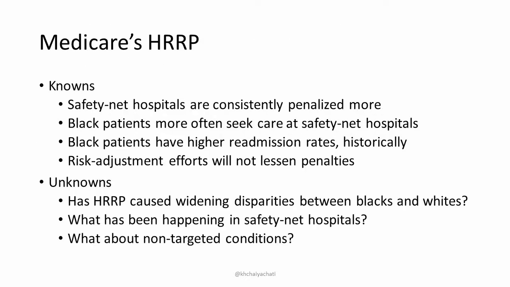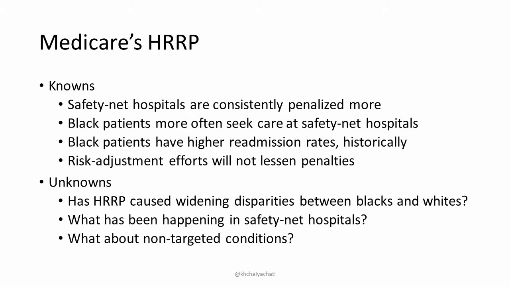And over time, we've amassed an enormous amount of evidence of what's been happening. One, we know that safety net hospitals are being penalized much more often. We know that black patients are more often seeking care at safety net hospitals, and that black patients at baseline already have higher readmissions rates. So you can imagine that these safety net hospitals are continuing to get dinged over and over again, and that black patients may be going to hospitals that are getting less and less revenue over time. And so you can imagine a storyline that might play itself out, that the quality in these hospitals may be playing itself out.